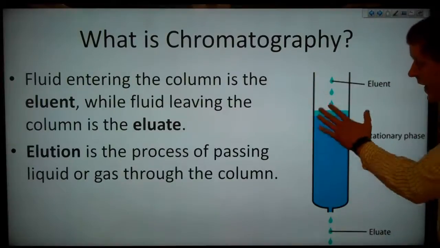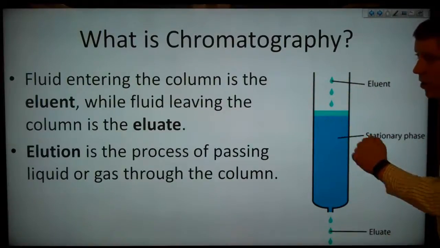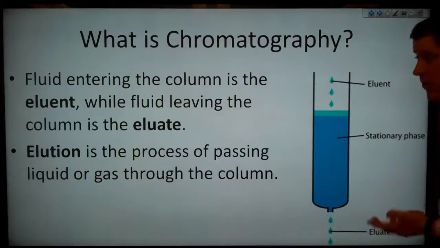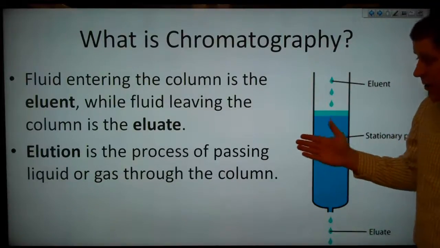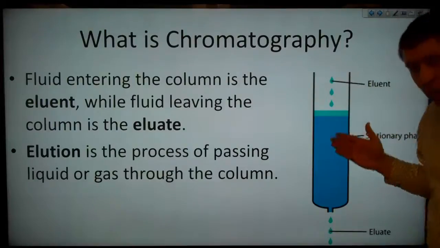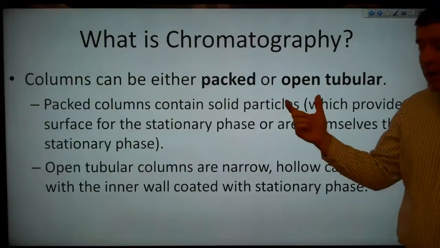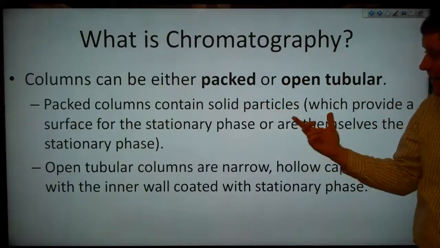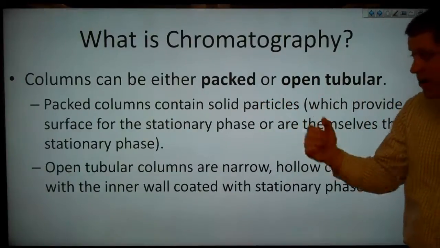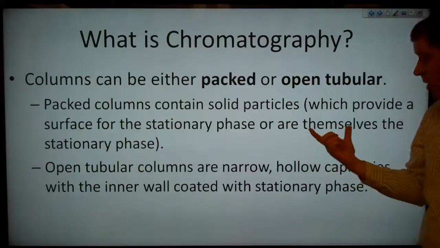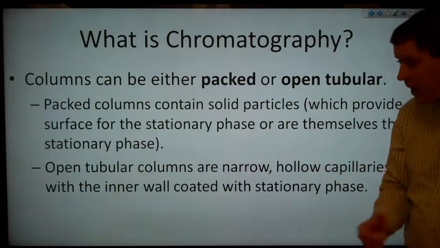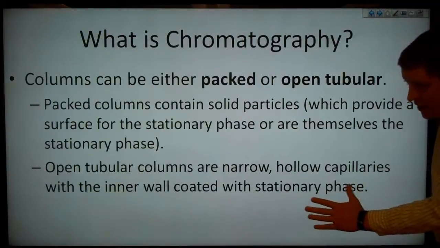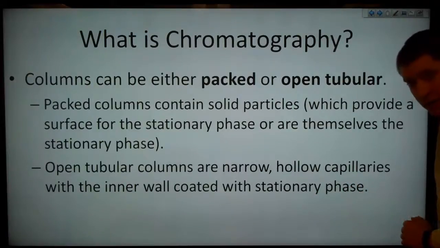Fluid that enters the column here is called the eluent, while fluid leaving the column at the bottom is called the eluate. And elution is the process of passing liquid or gas through the column. Columns can be either packed or open tubular. Packed columns contain solid particles, which provide a surface for our stationary phase, or are themselves the stationary phase. The open tubular columns are narrow, hollow capillaries with the inner wall coated with our stationary phase.